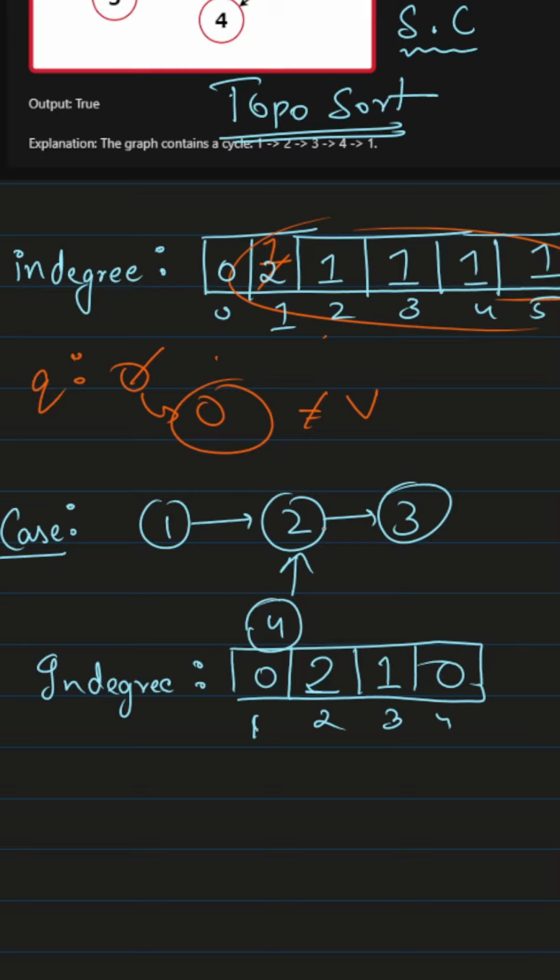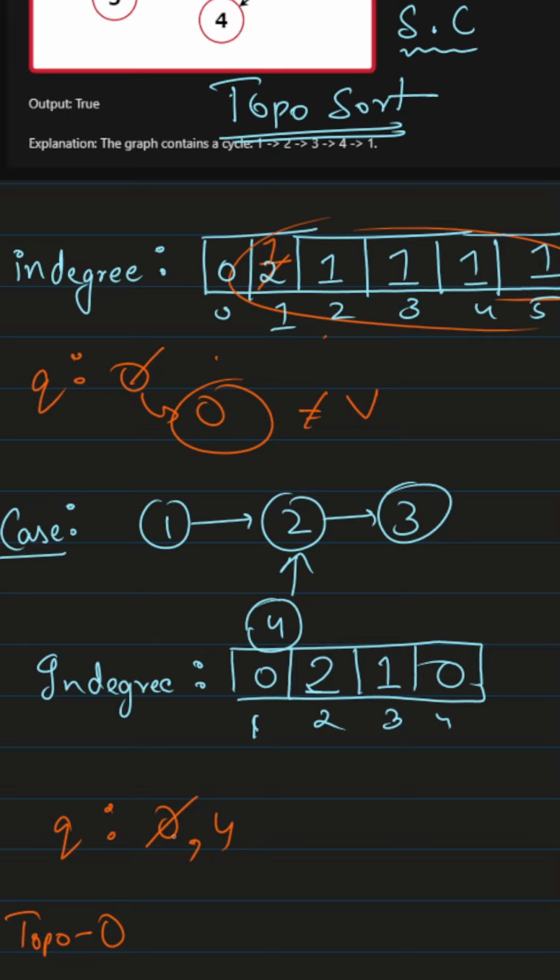I have another example. There is no cycle over here. You can see no cycle, and I've again mentioned the indegrees right here. So let's start. In the queue, we'll have all the vertices with indegree 0. So the queue will have a 0 and a 4. We'll take 0 out of the queue and add 0 to the topo sort.